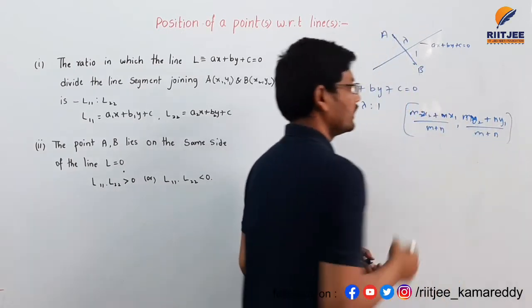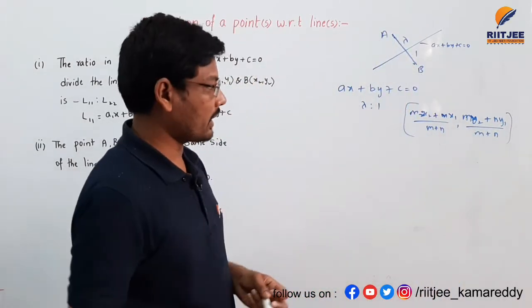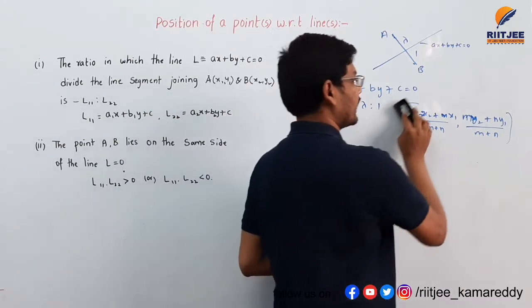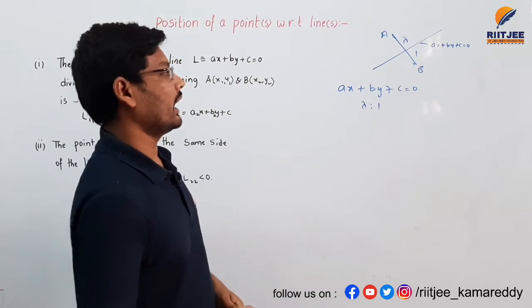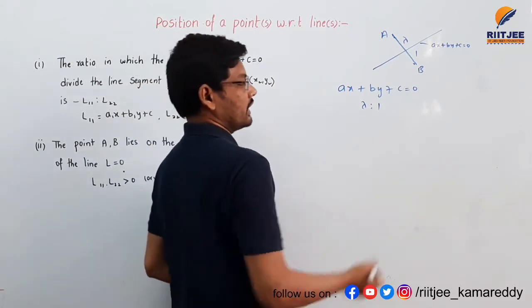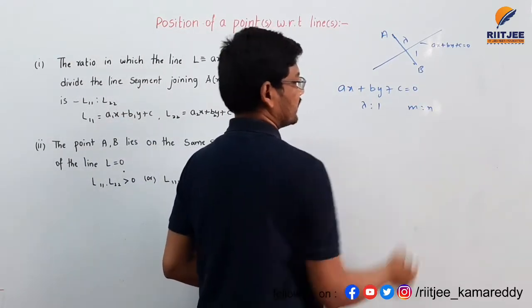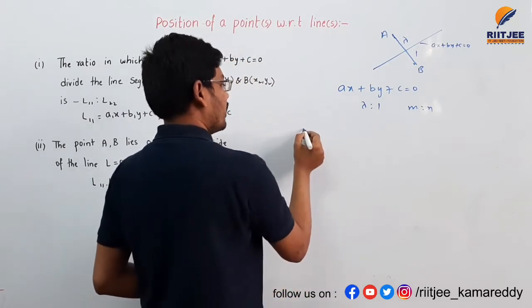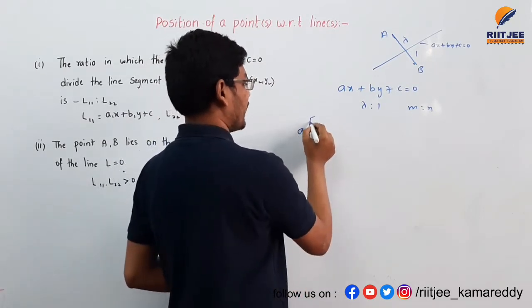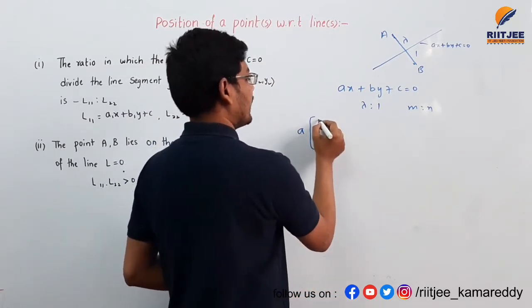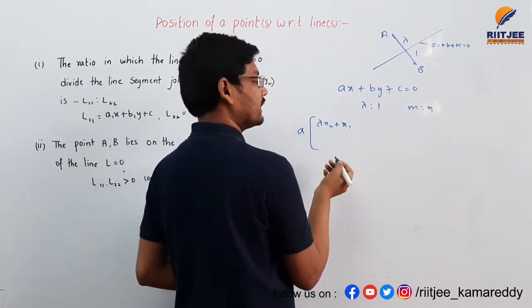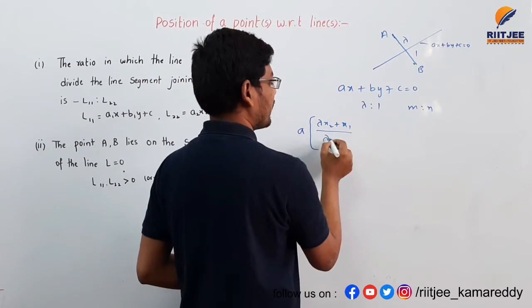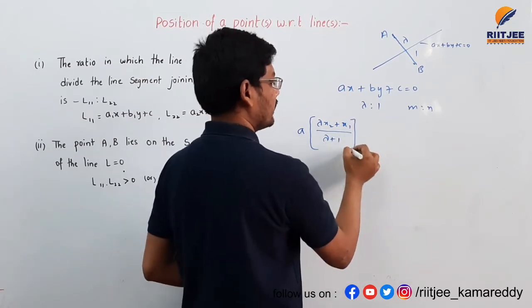This is the section formula with a ratio. I am taking (x2, y2) and (x1, y1) as the points, and the ratio lambda is to 1, that is m is to n. So according to that I am writing x = (lambda x2 + 1 into x1) by (lambda + 1), where m is to n is nothing but lambda.